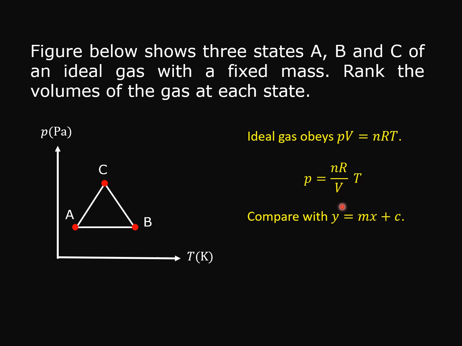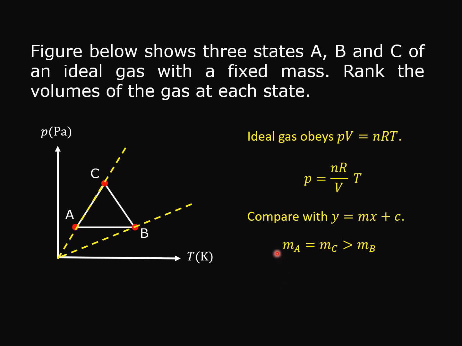So the gradient of the line passing through the origin gives us information about V. Now, if we draw the line that passes through the origin, we find that this line passes through state A and state C, and another line passes through B. By comparing the gradients of these two lines, we can know the relationship of the volumes of the gas among these three states.